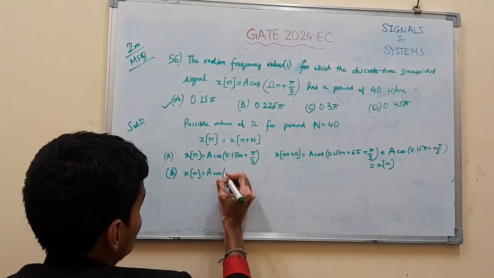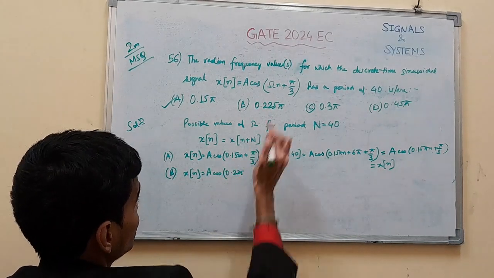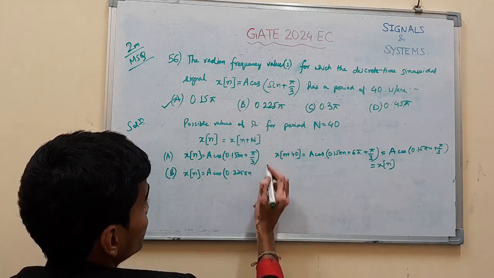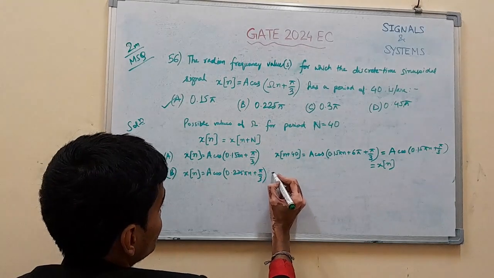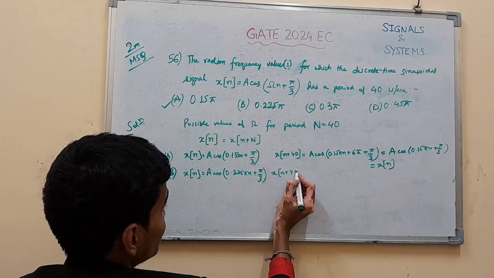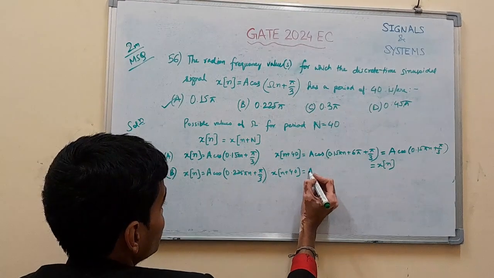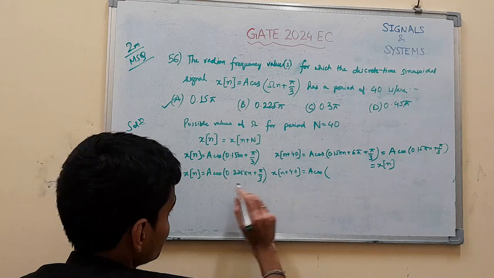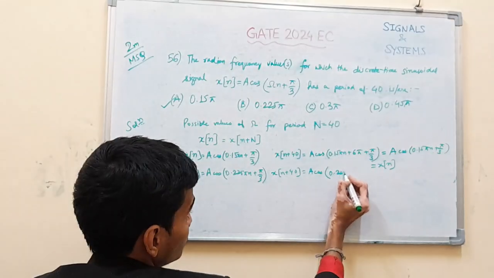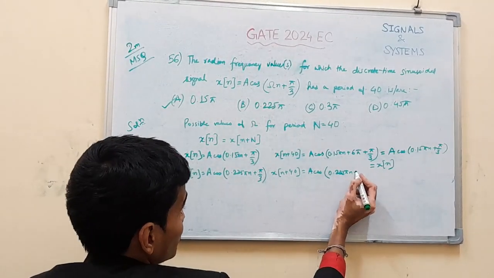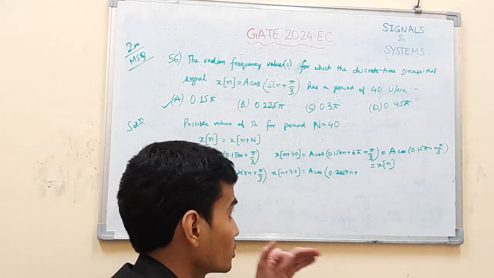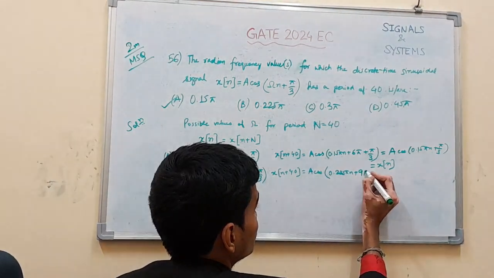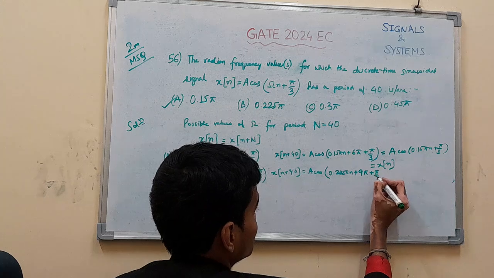A cos of 0.225 pi n, replacing omega by 0.225 pi. Now let's simplify. Let's find x of n plus 40. X of n plus 40 means A cos of 0.225 pi n plus 0.225 into what? Pi into 40. 0.225 means 9 by 40. So 9 by 40 into 40 is 9 pi, plus pi by 3.